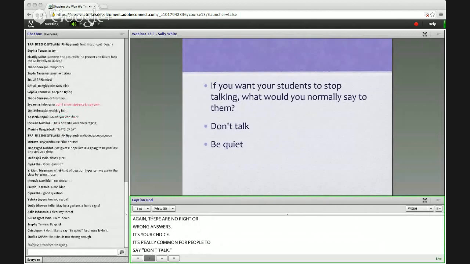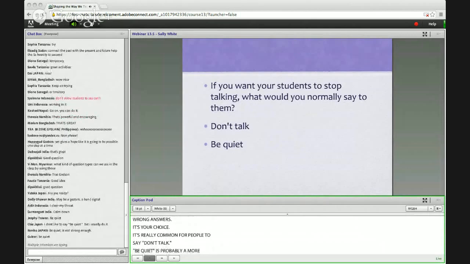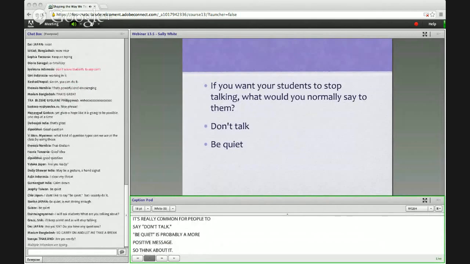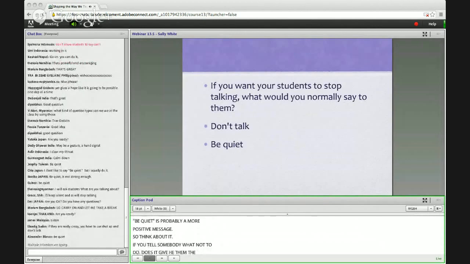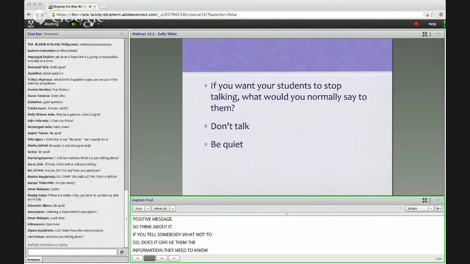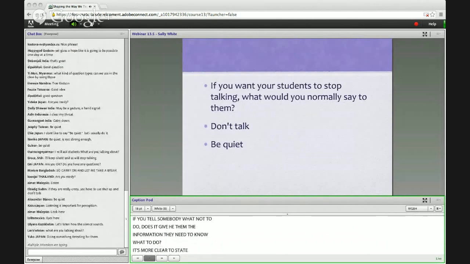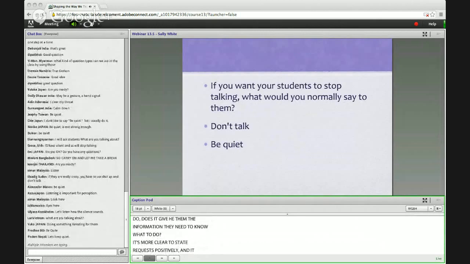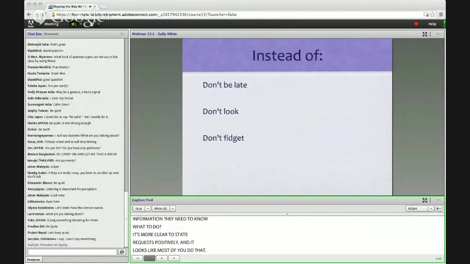So think about it. If you tell somebody what not to do, does it give them the information they need to know what to do? It's more clear to state requests positively, and it looks like most of you do that. So you're being clear with your students. So here are some others we can practice with.